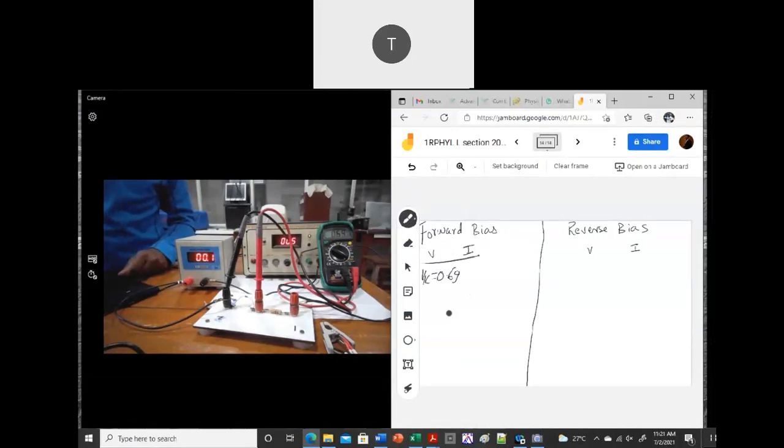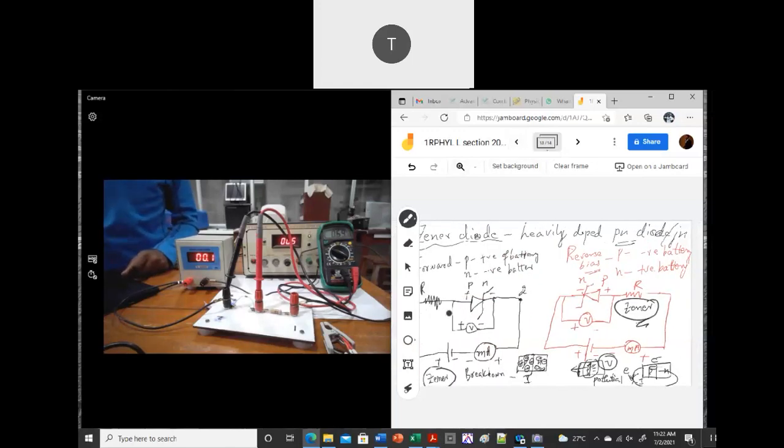So when do you get it? When your current is 0.1, when your I is 0.1 milliamps. Everything is in milliamps. Then that is your forward breakdown. So this is knee voltage. Forward breakdown is knee voltage, and reverse breakdown is known as Zener voltage. These are the two different things.